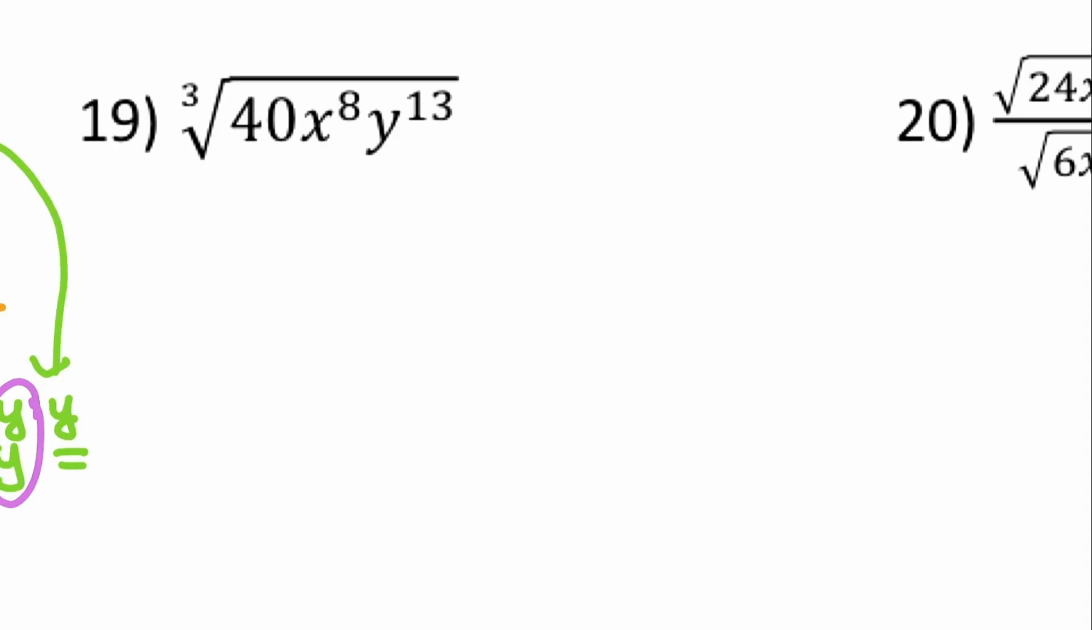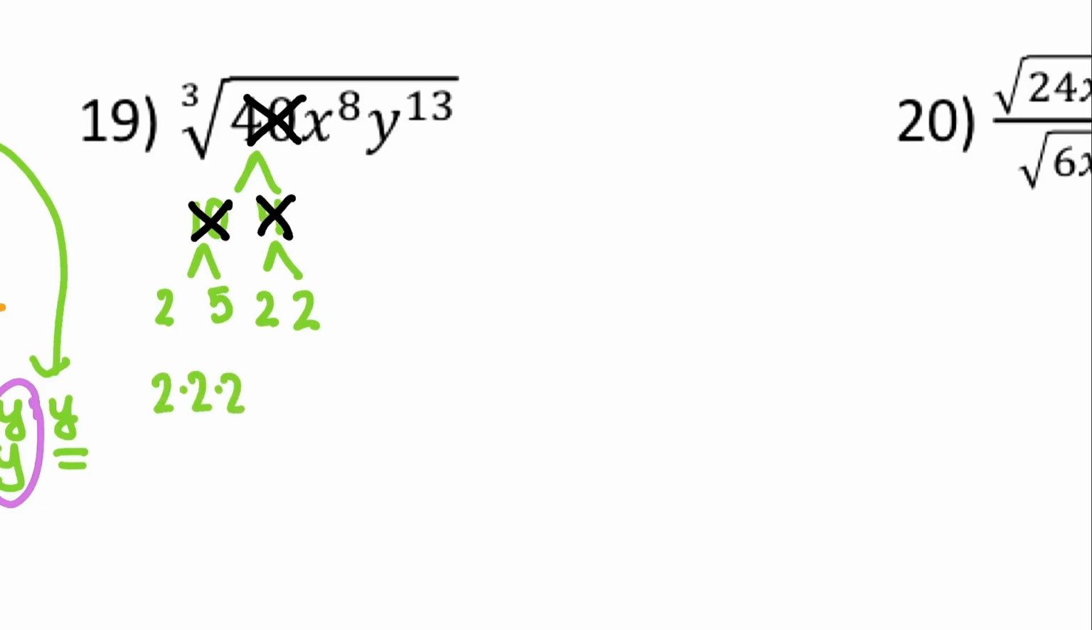Now we have the cube root of 40, x to the 8th, y to the 13th. We're going to apply the same method here. 10 times 4, 2 times 5, and 2 times 2. We're going to go ahead and cross off all of the numbers that we've already broken down. So the prime factorization is going to be 2 times 2 times 2 times 5. And you can see here that we have a group of 3 terms. Now we're looking for 3 because our index is 3. So this is going to simplify to 2 times the cube root of 5, because that one is left over.